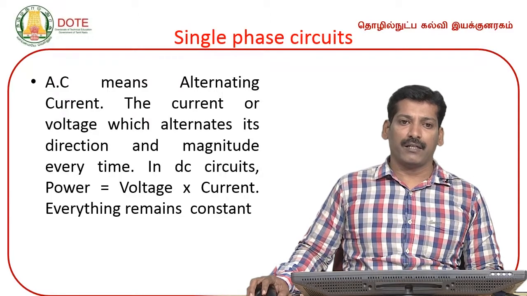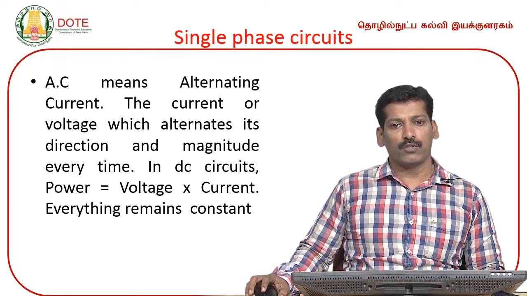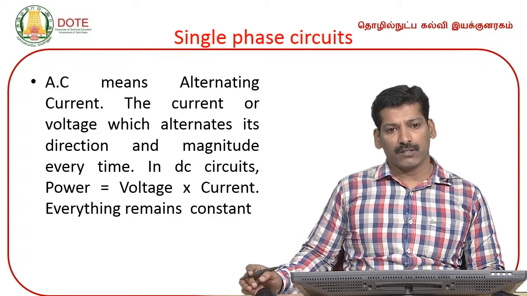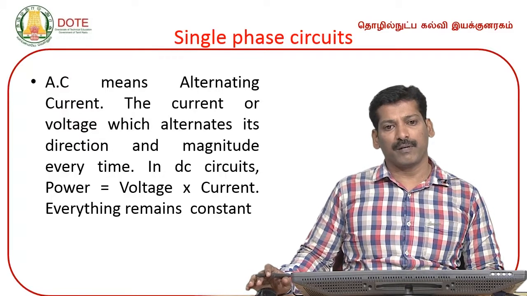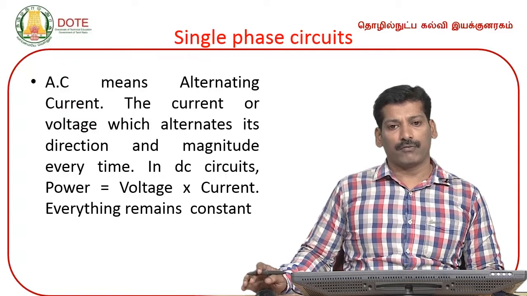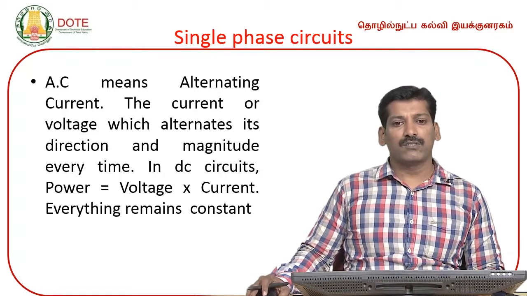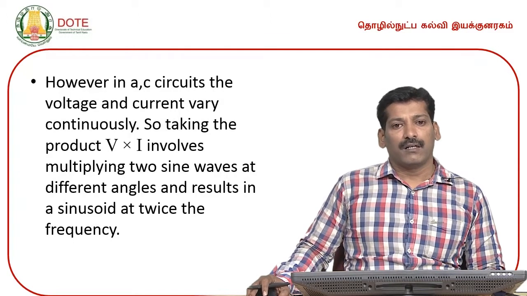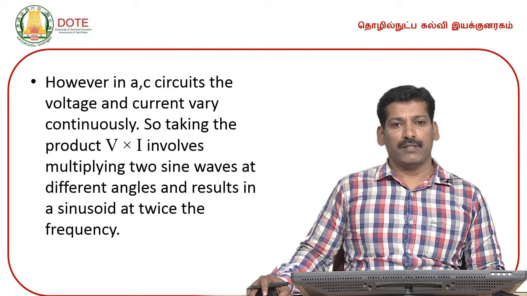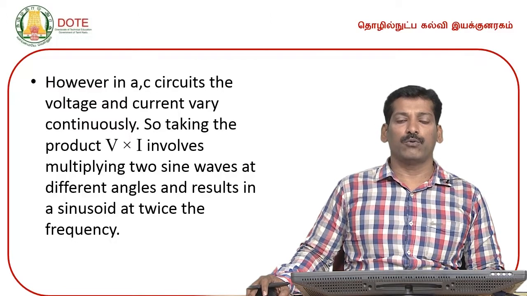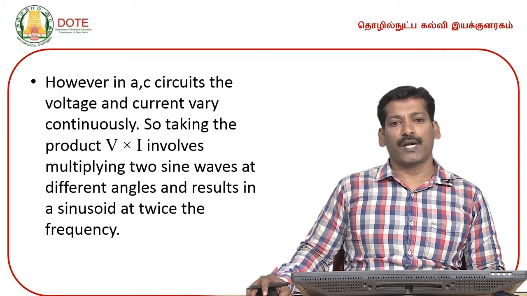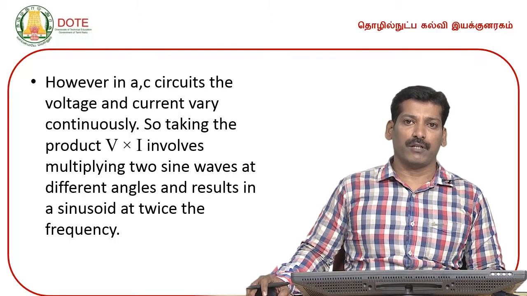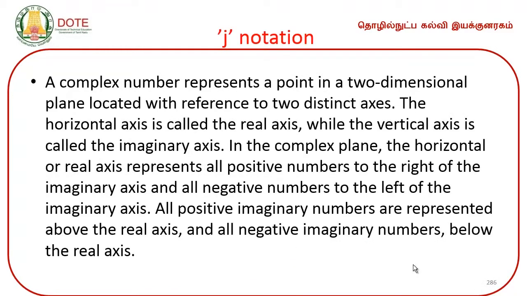AC means alternating current, the current or voltage which alternates its direction and magnitude every time. In DC circuits, the power always remains the same, that is, power is equal to the product of voltage and current. Everything remains constant in a DC circuit, whereas in AC the voltage and current vary continuously. So, taking the product V into I involves multiplying two sine waves at different angles and results in a sinusoid at twice the frequency.